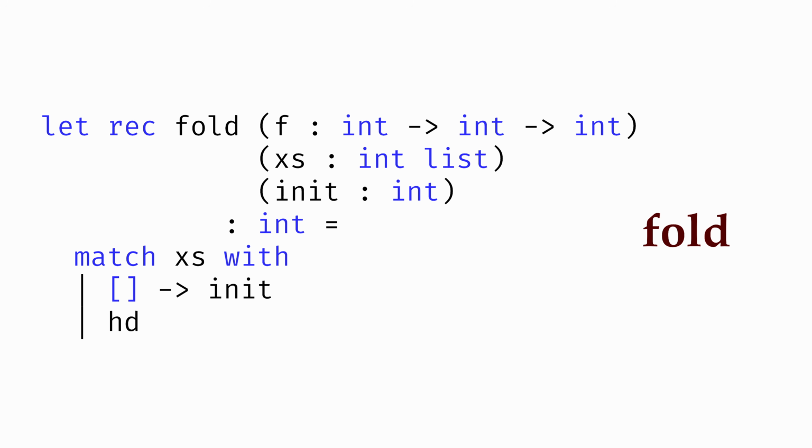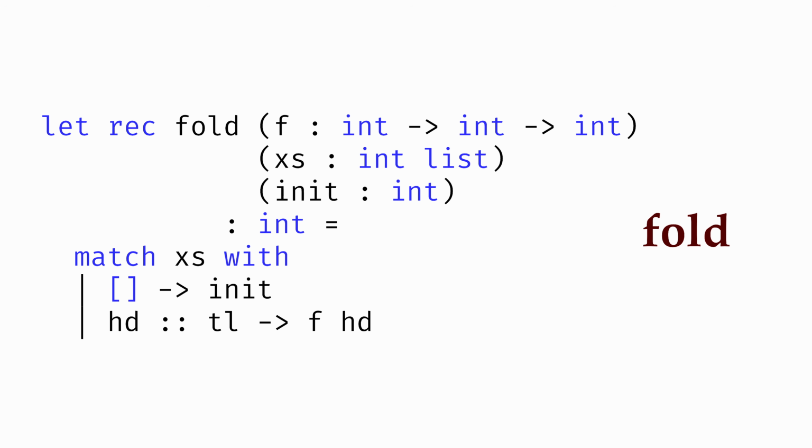But what if the list has a head and a tail? Well, now we need to apply our function f. Remember that the function needs to be applied both to the current element of the list and the current accumulator, which is the result of folding over all of the elements that come after it. So we'll apply f to the head of the list, and then we need to apply it to the result of folding over all of the elements that come after it.